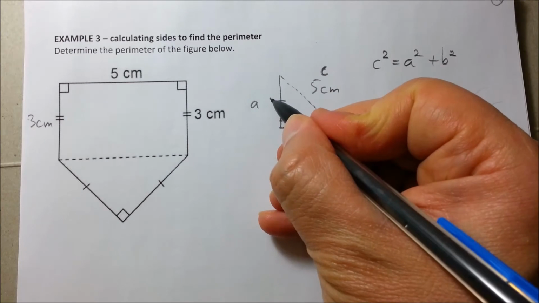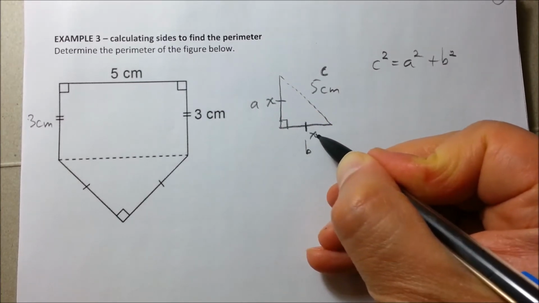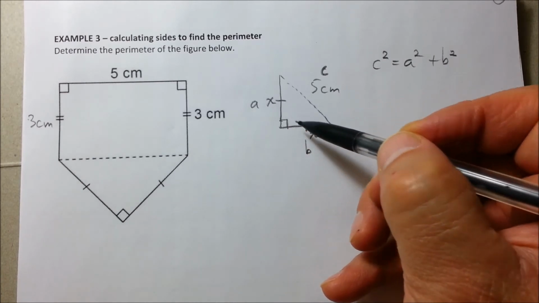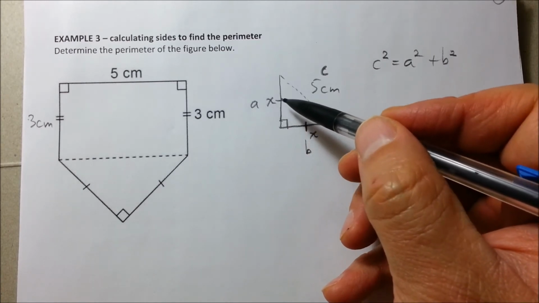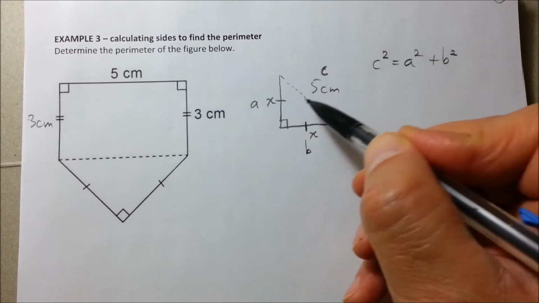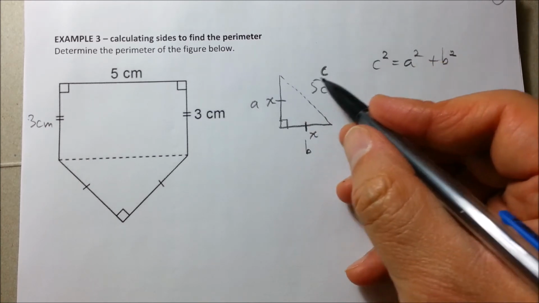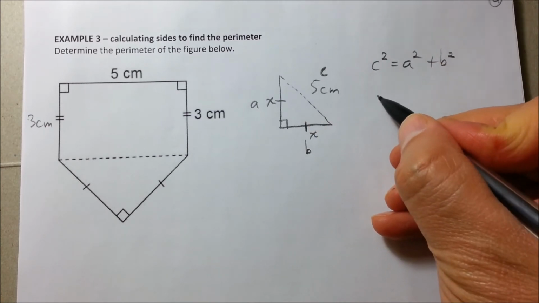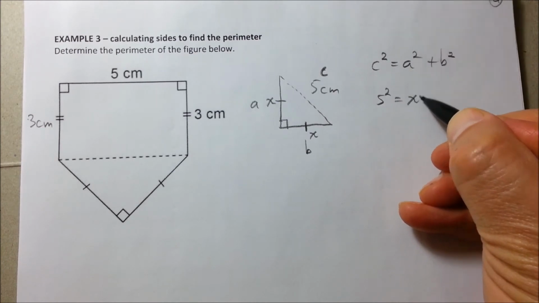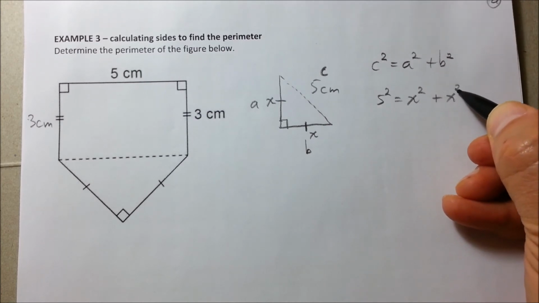So what we can do is let's just call this X, and we can call this X. I know you're thinking, well, what's the difference? Just another variable. But let's apply it into the Pythagorean theorem. Let's substitute the values. So for C squared, we're going to write 5 squared equals, instead of A squared, X squared plus, instead of B squared, X squared again.